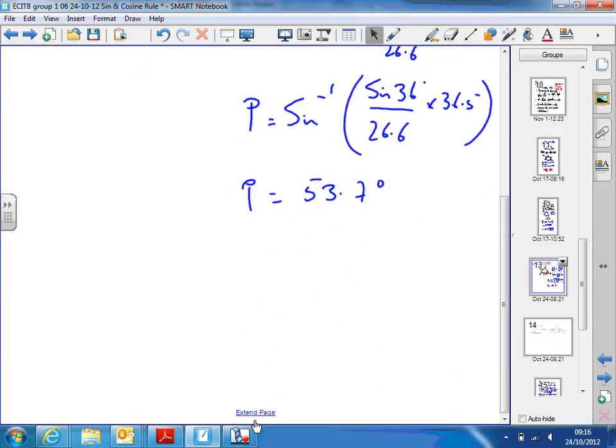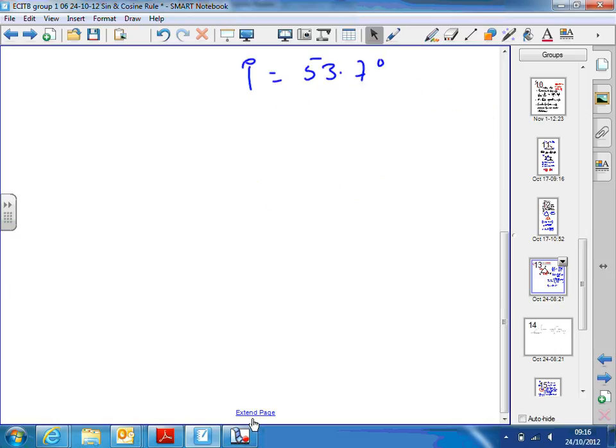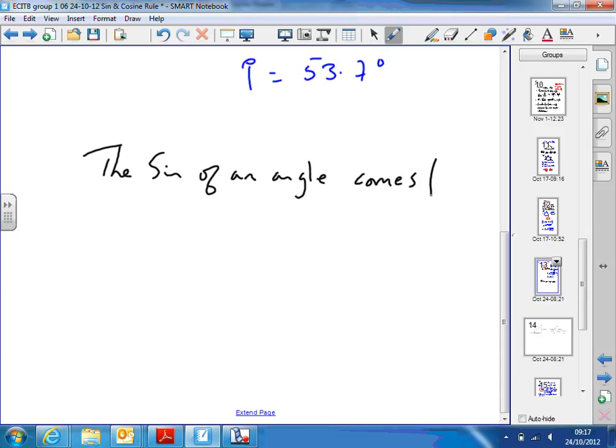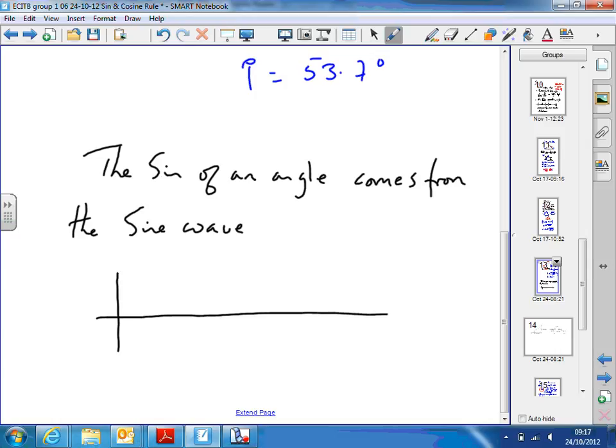We've not particularly talked about this, and we'll be looking at the wave function in more detail again, but the sine of an angle comes from the sine wave. And actually we'll be talking about this sort of thing in a minute when we look at angular motion. If I draw a sine wave, it looks a bit like this.